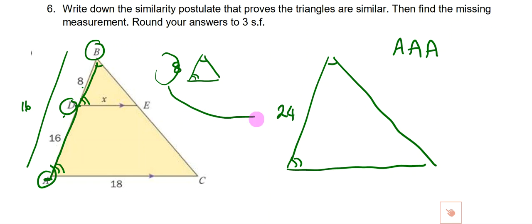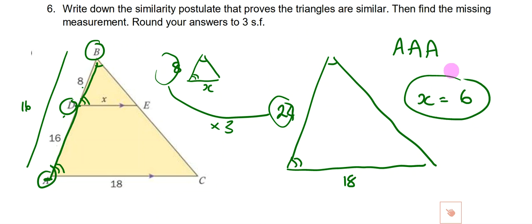Therefore, it's multiplied by 3. Therefore, x to 18 gets multiplied by 3. Therefore, x must be 6.